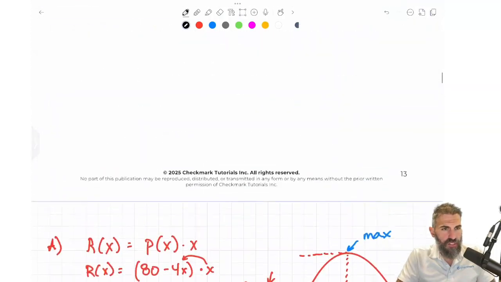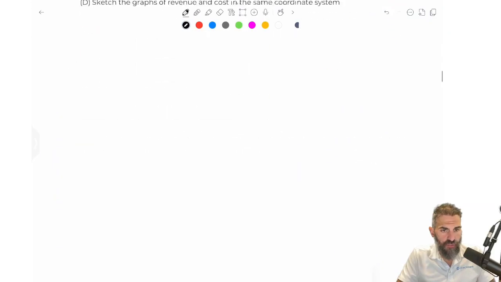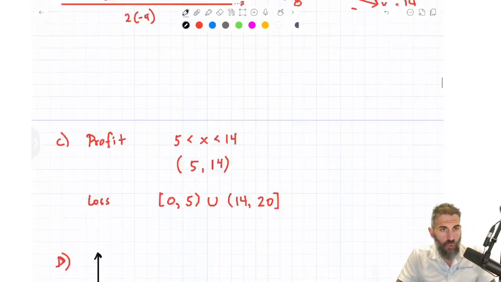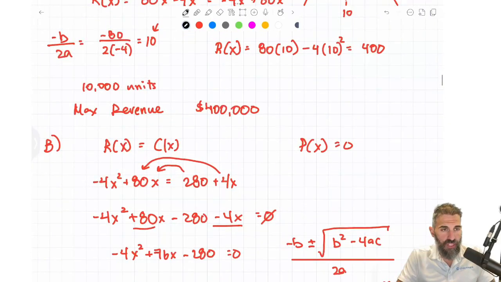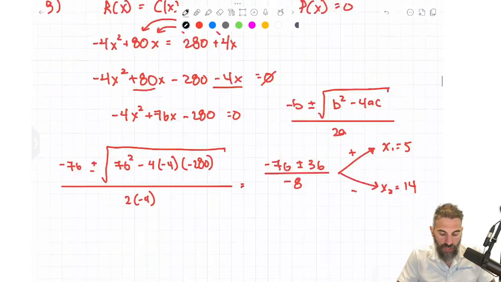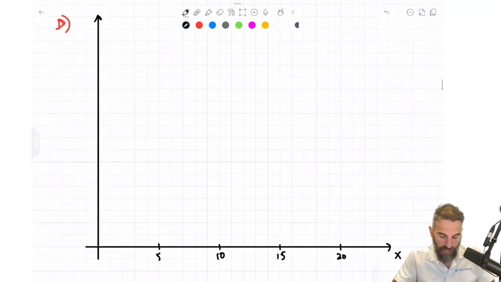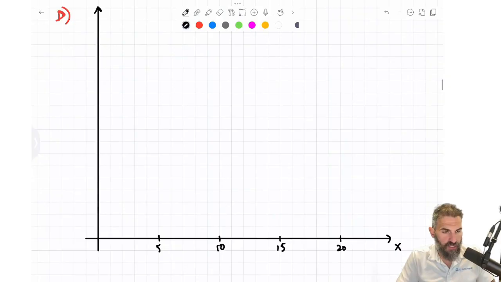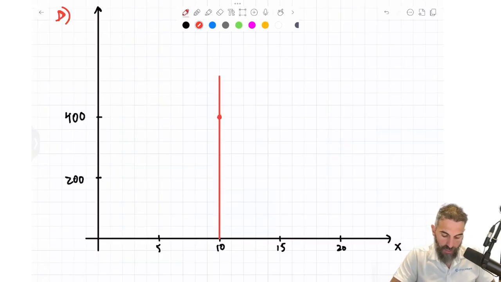What did they say to sketch? They said to sketch the graphs of revenue and cost. We know the vertex of revenue is at 10 on the x-axis and 400 on the y-axis. So I know I need my y-axis to go up to 400. That's the highest it needs to go. So let's make this 400 up here, which will make this 200. And so my vertex happens right there.